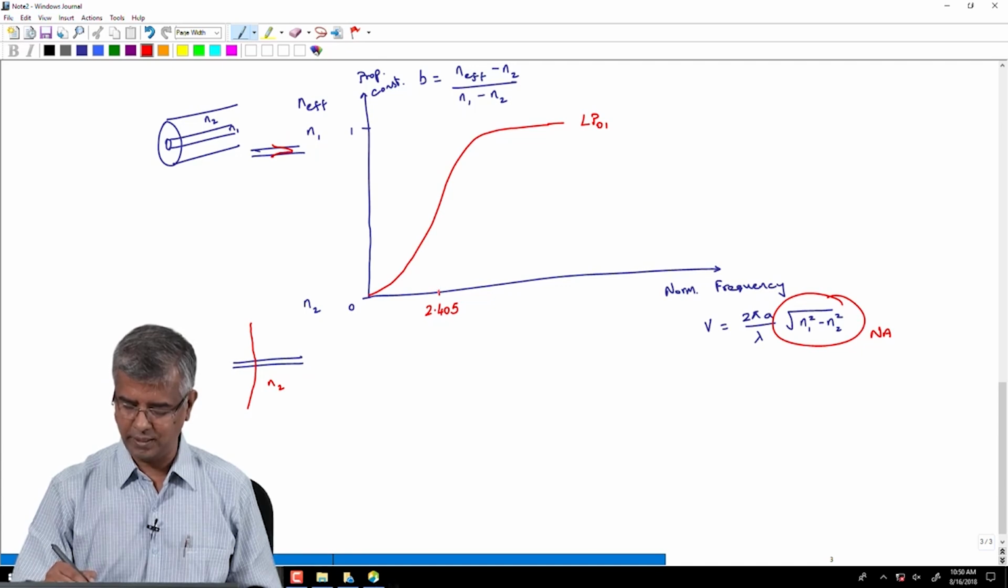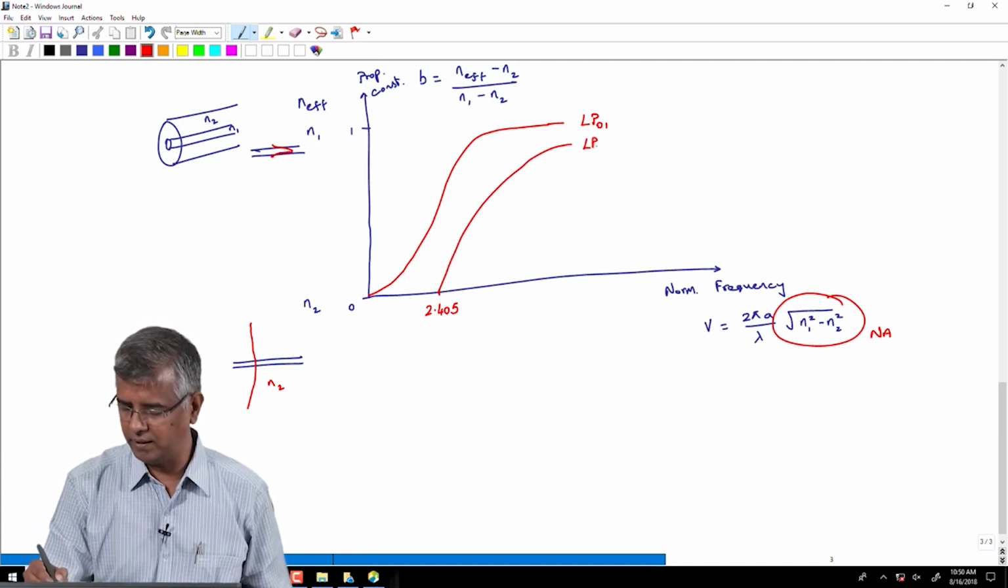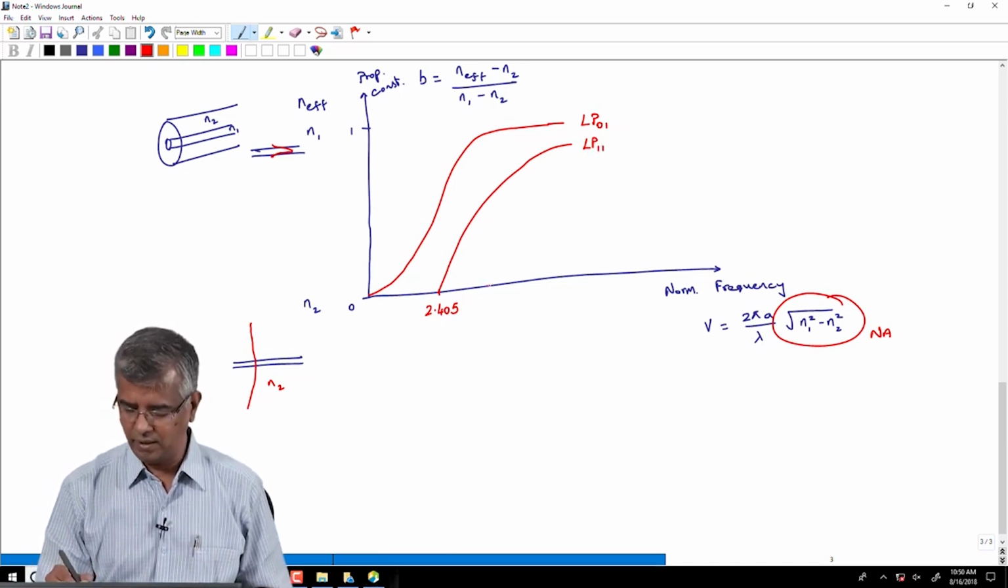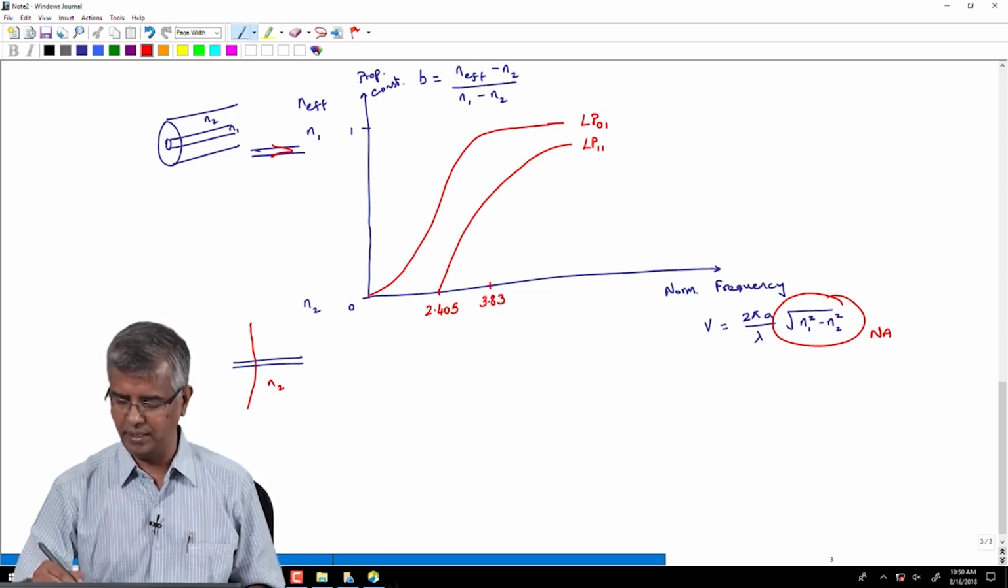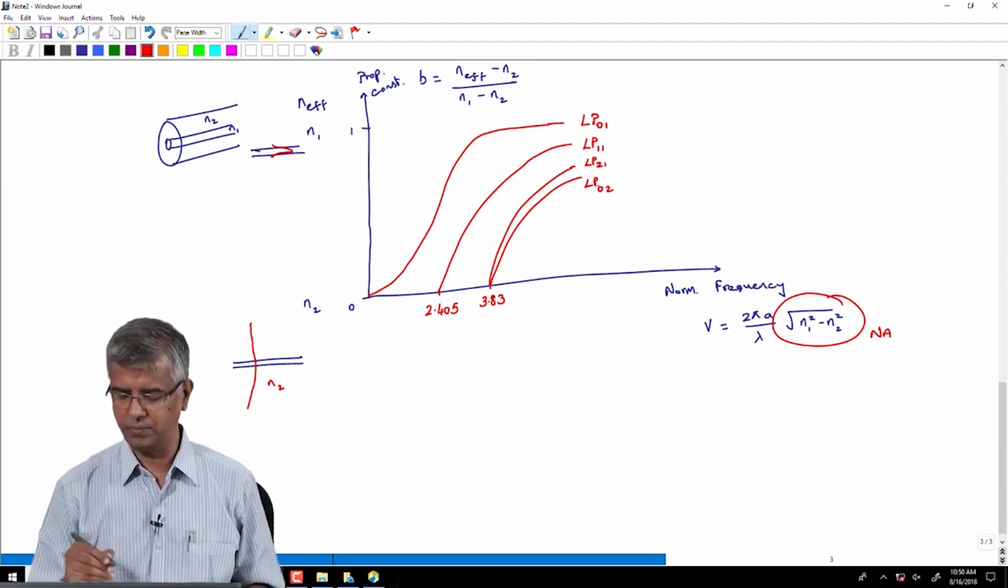So, you will find that the next mode comes about like this, and that is called the LP11 mode, and then at another value of 3.83 you will see a couple of other modes come into the picture. One is called the LP21 mode and another is called the LP02 mode.